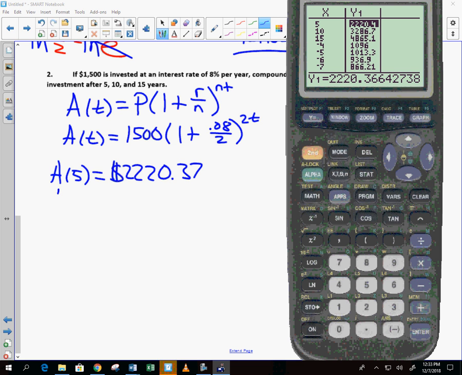And then we've got the amount after 10 years is 3,286.68.